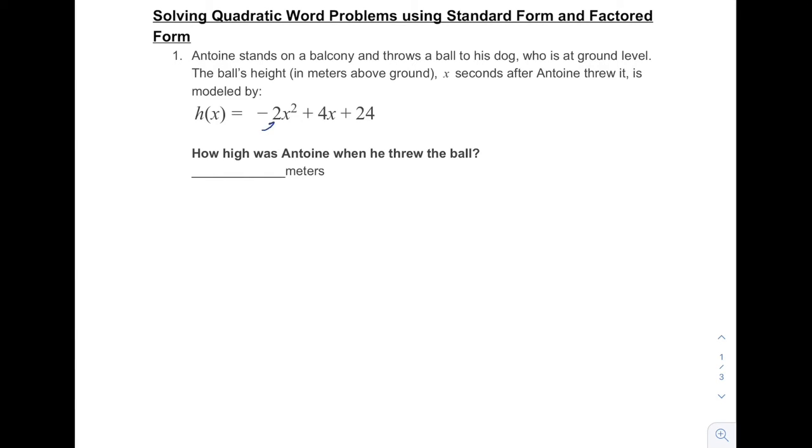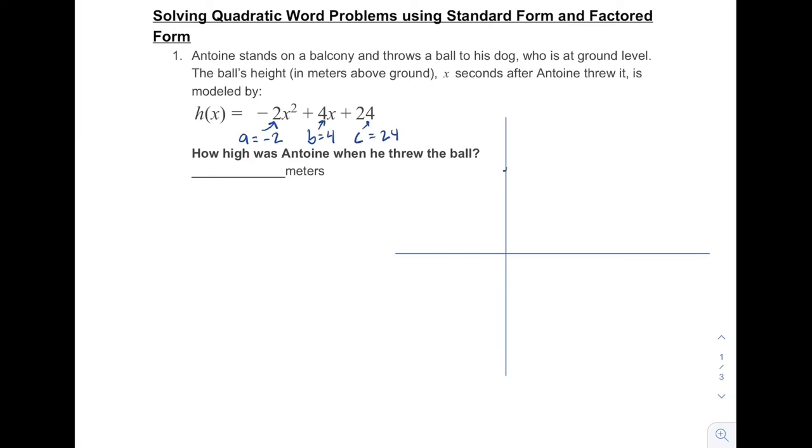When we graphed it, remember we identified what the A, B, and C were. So here the A is -2, B is 4, C is 24. Okay, so we know the A, B, and C. And we ask the question, how high was Antoine when he threw the ball? So let's look at what this looks like as a drawing, as a picture. Whenever in doubt, just draw a picture and see what you got.